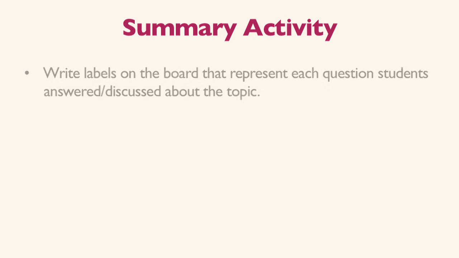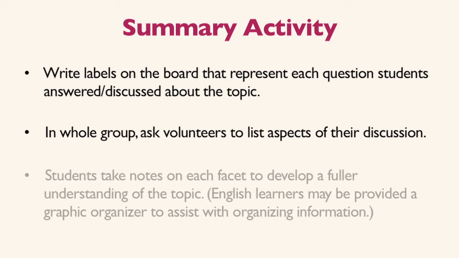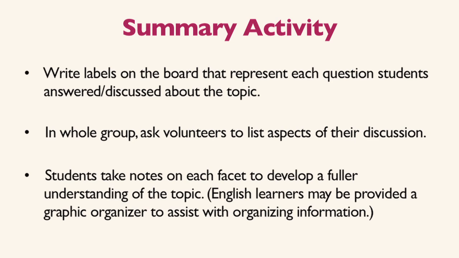the teacher would write labels on the board, either the whiteboard, the overhead, something. And then with the whole class, the teacher asks student volunteers to talk about each one of those subtopics of pollution, and the teacher would write those things down, or you could have the students come up and do it. But the point is that students now will take notes on each one of these areas and fill in any gaps they didn't have when they were going around to the various tables. So it really gives them a deeper understanding of the topic.